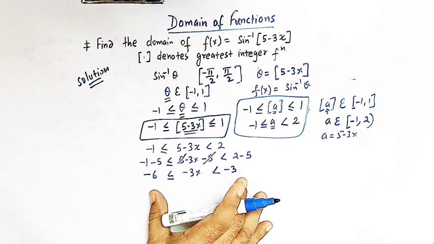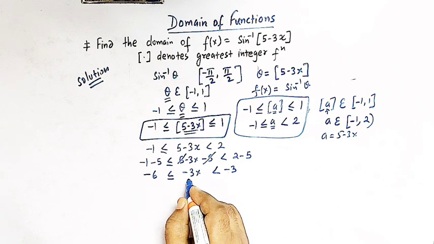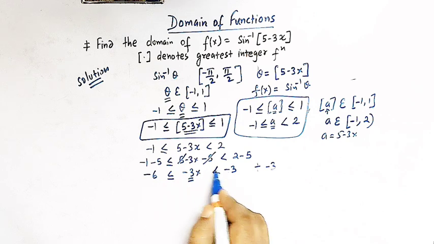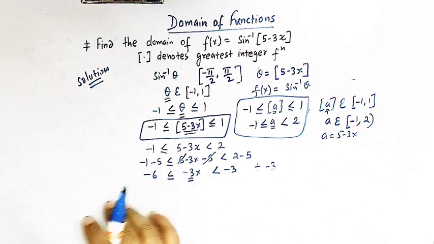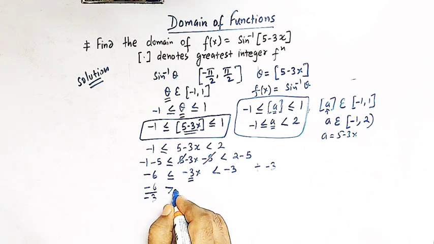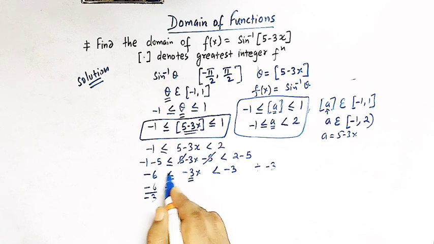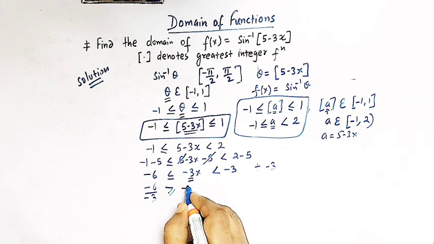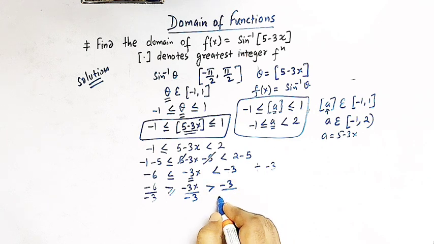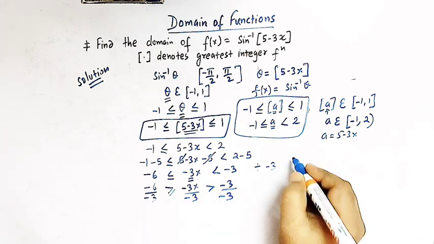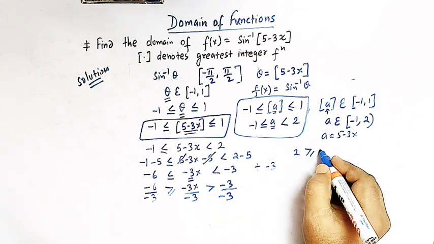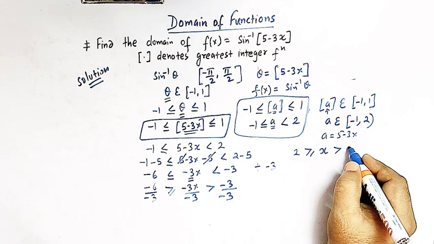So now we can divide throughout by this factor, that is minus 3, right? And the direction of the inequality gets reversed. So here we have minus 6 over minus 3, and then the direction of this inequality gets reversed. Here we have minus 3x over minus 3, and here we have minus 3 over minus 3. So here we'll get now 2, and here we have simply x, and here we have 1.